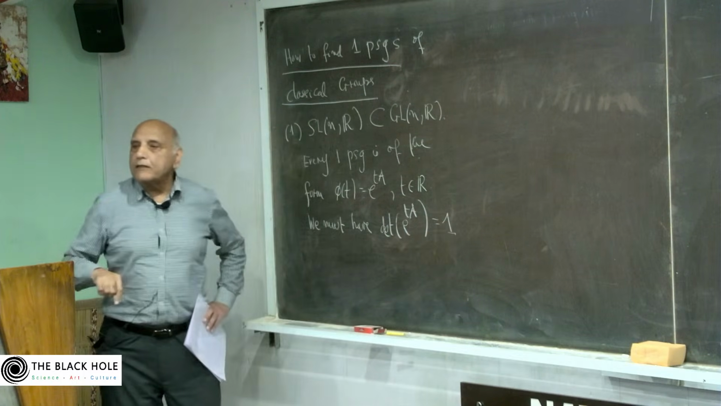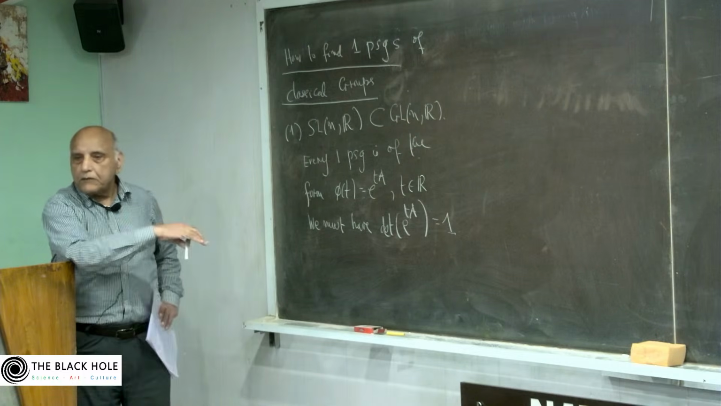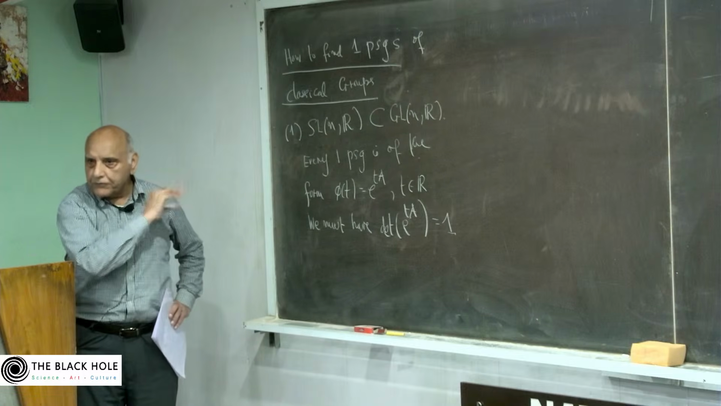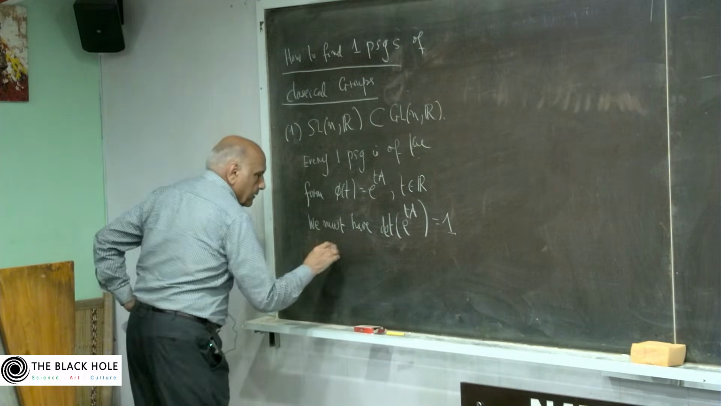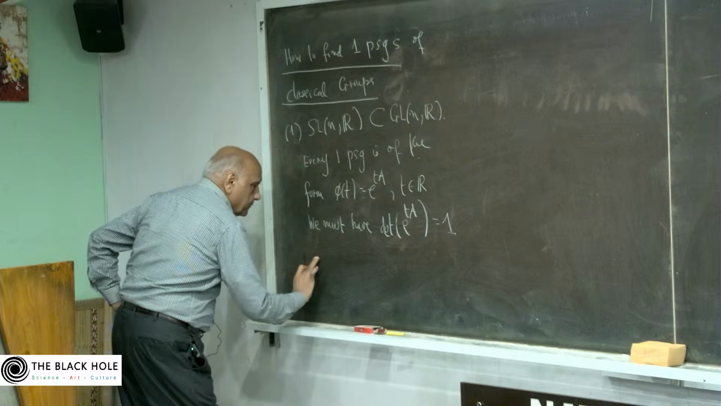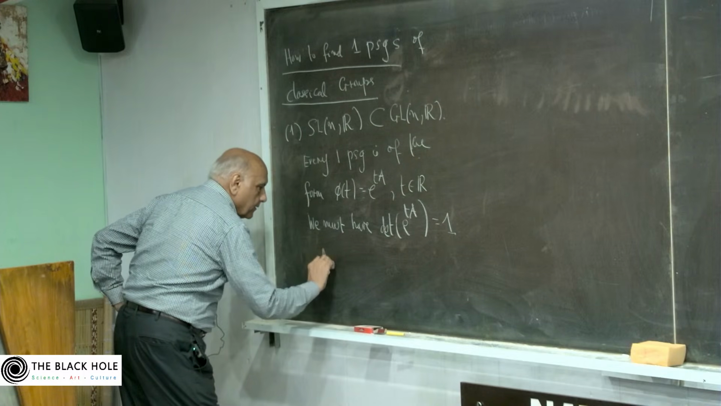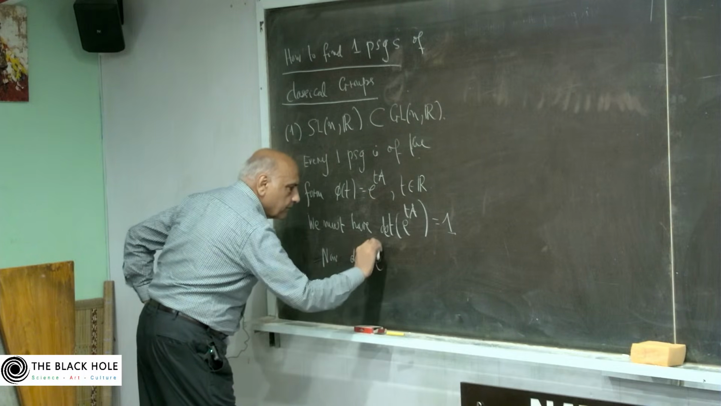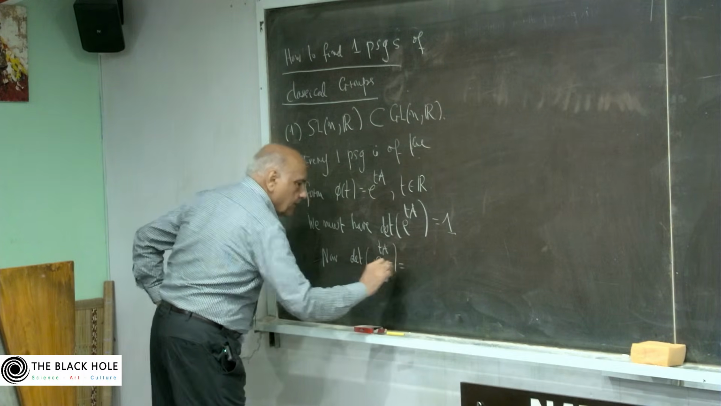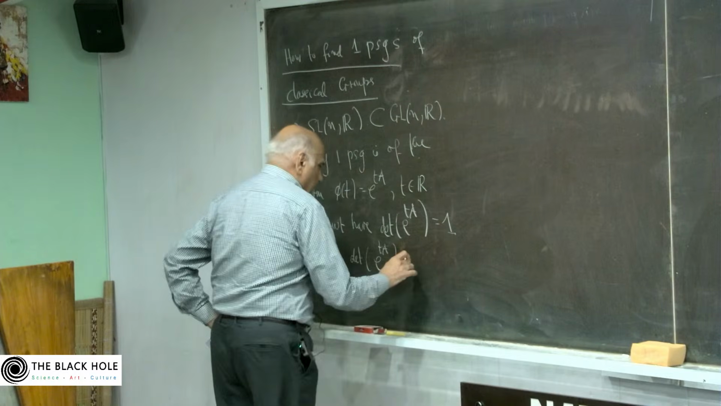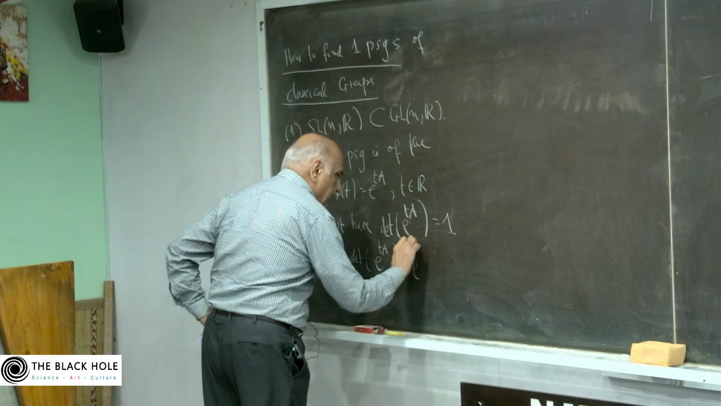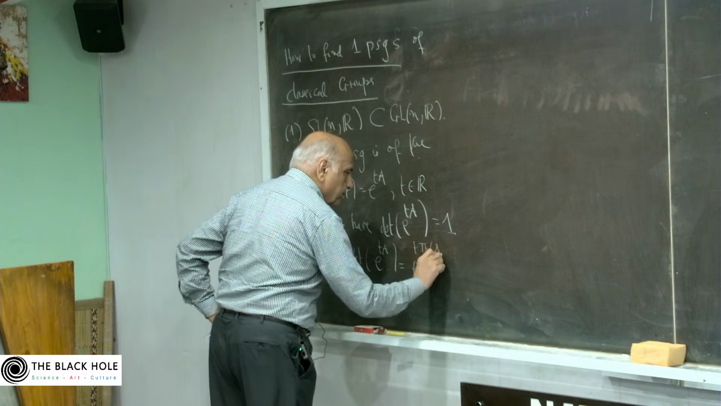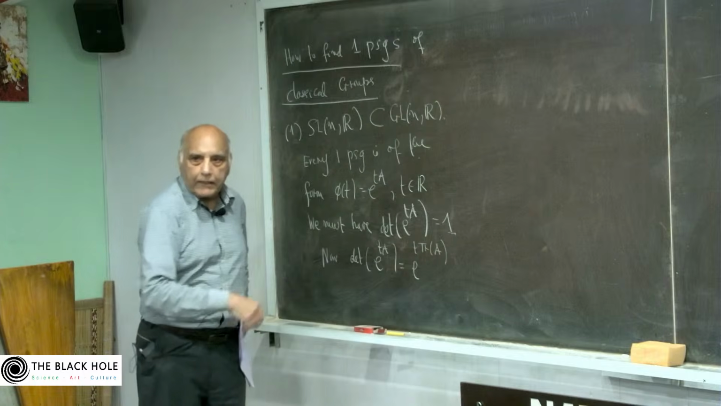Now there is an identity in linear algebra. The determinant of e to the power of tA is e to the power of t times trace of A. So now the determinant of e to the power of tA is equal to e to the power of t trace of A. And what is trace? Sum of the diagonal elements.